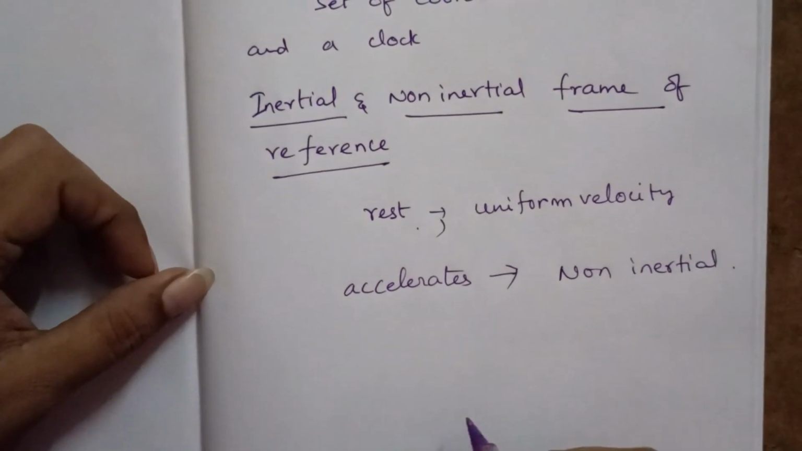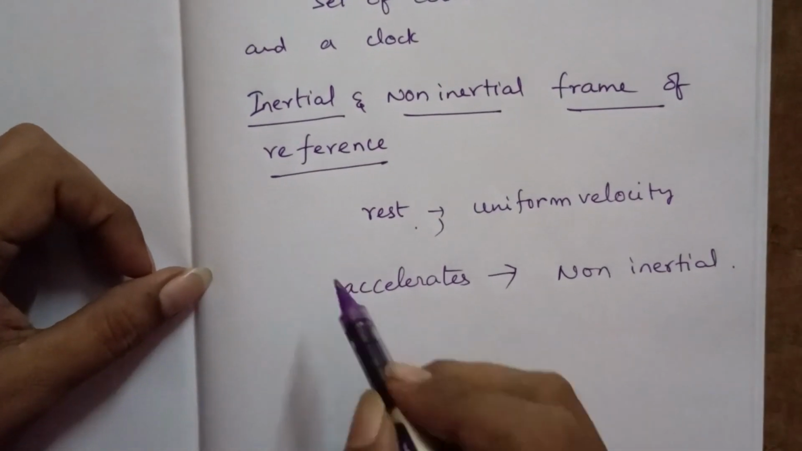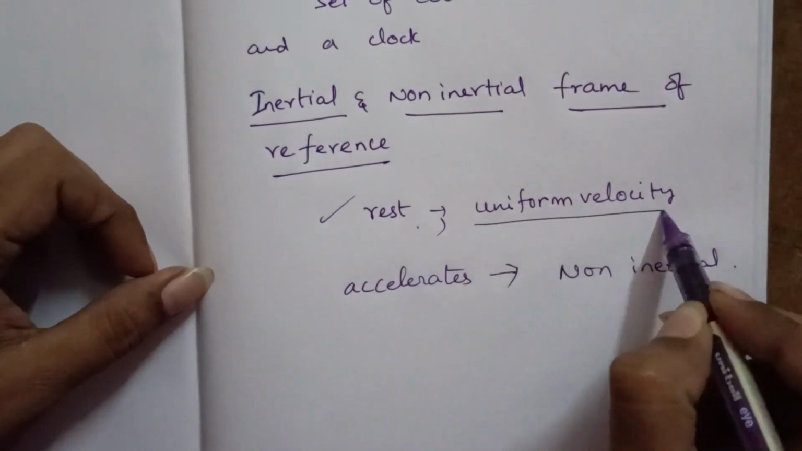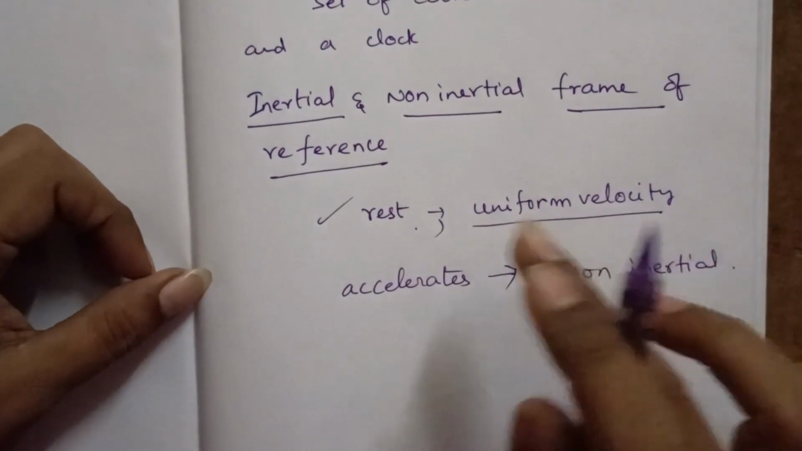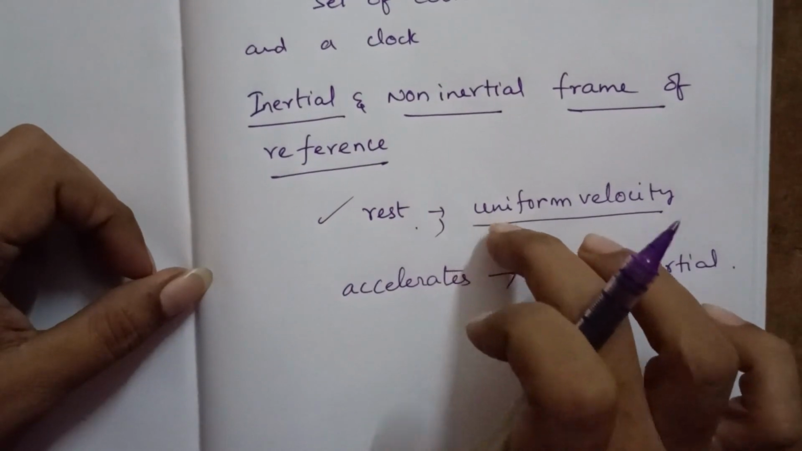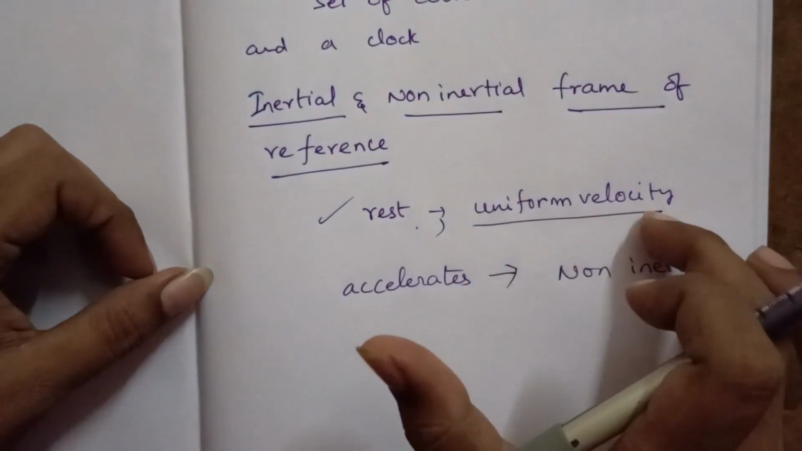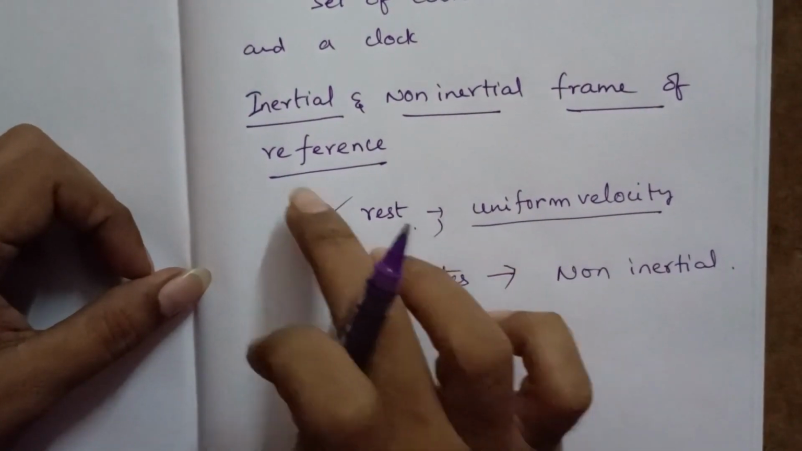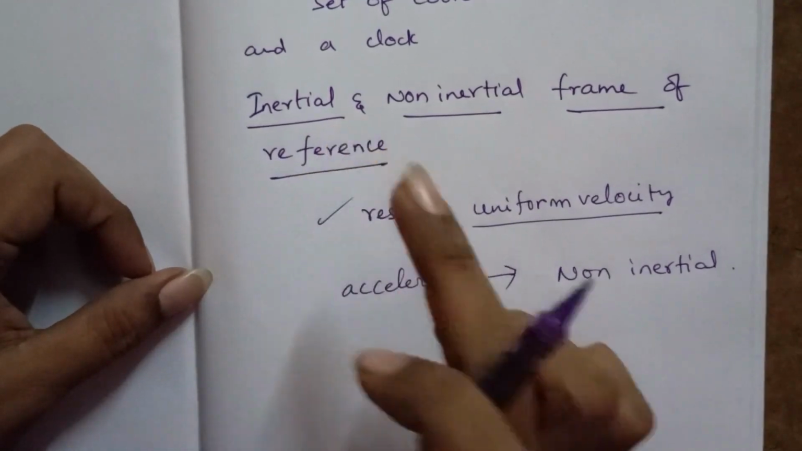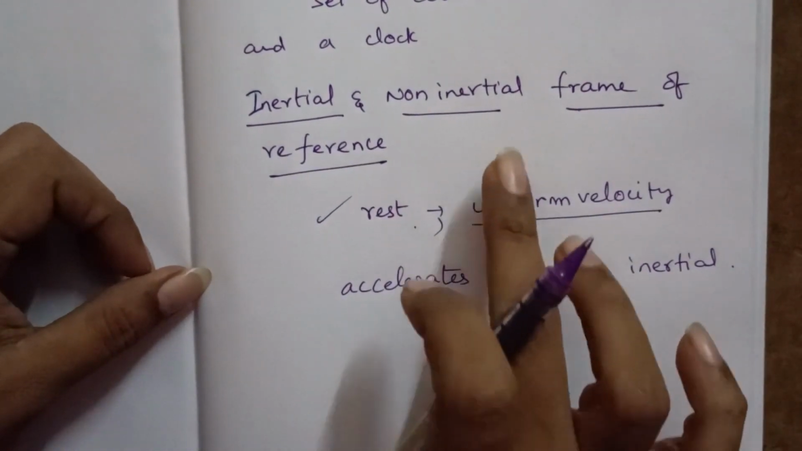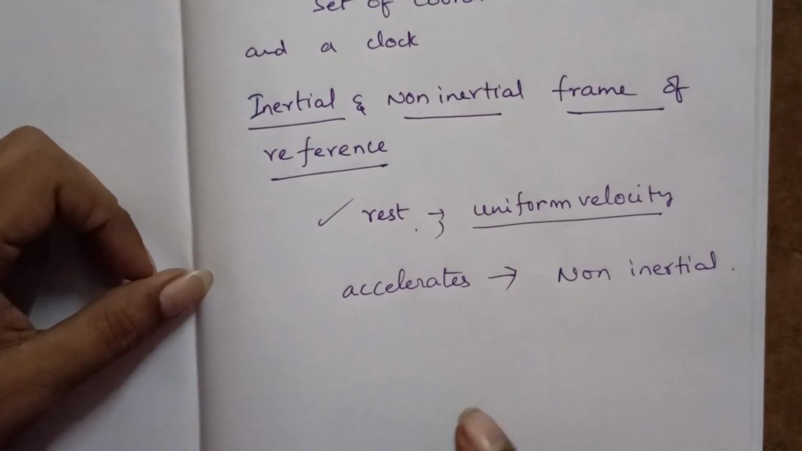If it is at rest or moving with uniform velocity, meaning simply it is not accelerating, then it is an inertial frame of reference. If it accelerates, that is a non-inertial frame of reference.